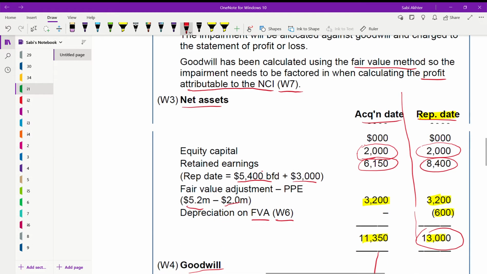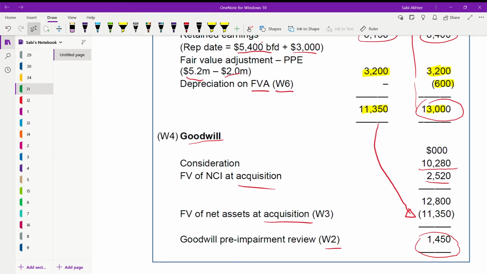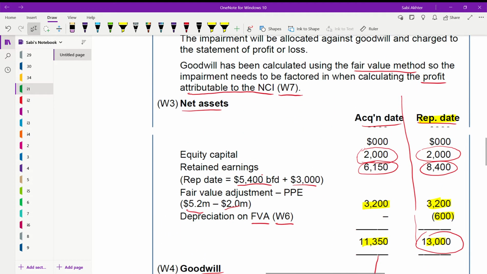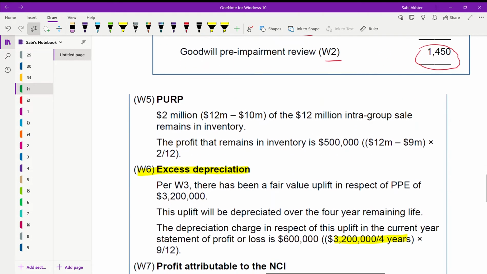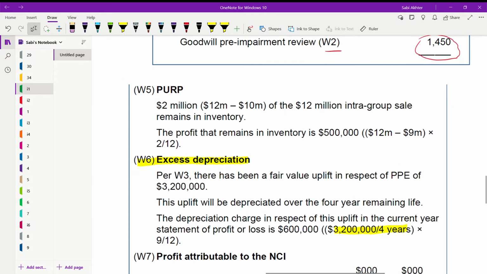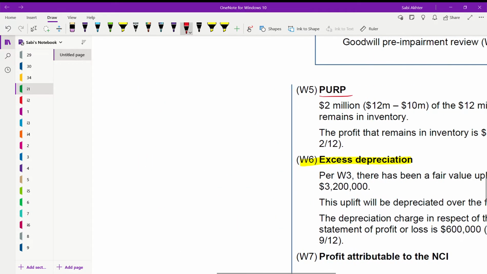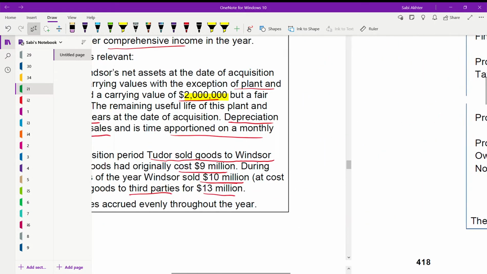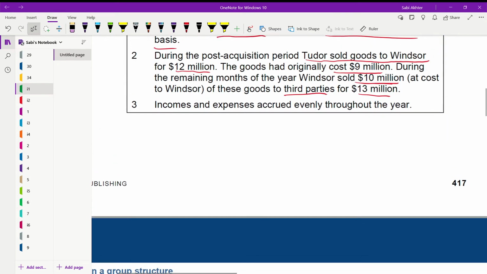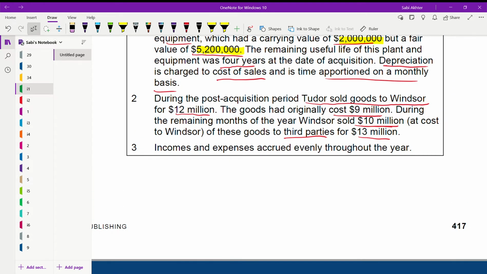Now, so net asset is done, goodwill is also done. These are very common workings in your group accounting: net asset, goodwill, NCI, excess depreciation, profit which goes to NCI, then PURB, provision for unrealized profit. We had an intra-group sale that we need to take here. So we'll go to the notes for that. Here, the parent sold to the subsidiary for 12 million. Okay.